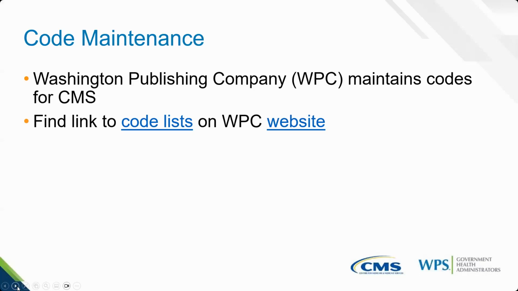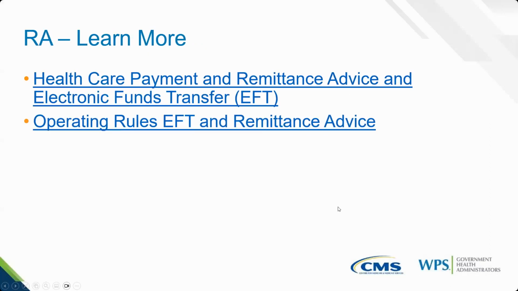However, if you look at the Washington Publishing Company's website, you are able to make suggestions to them about those code lists that are used. So I just wanted to point that out to you in case you have any suggestions for the Washington Publishing Company. Here are a couple of great resources if you are seeking more information about the remittance advice. These are actually available out on the CMS website.